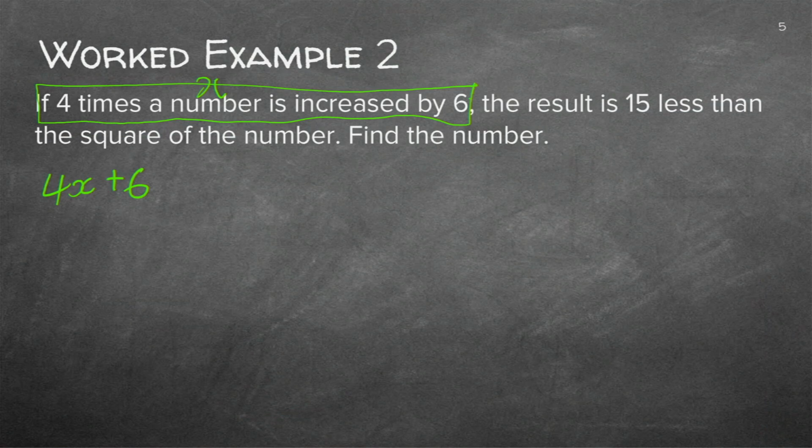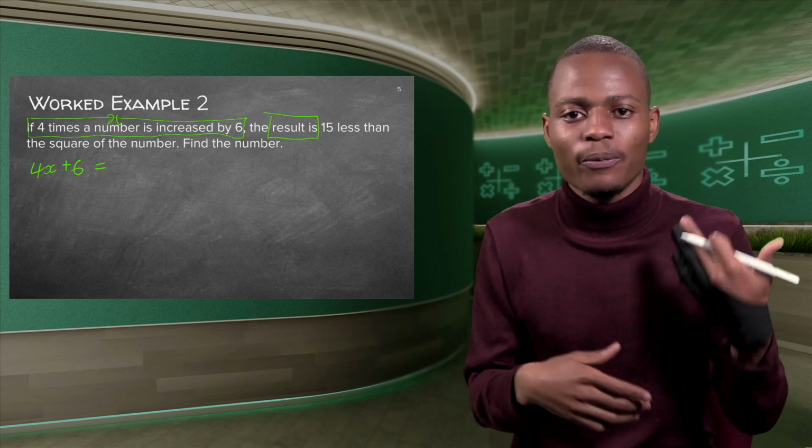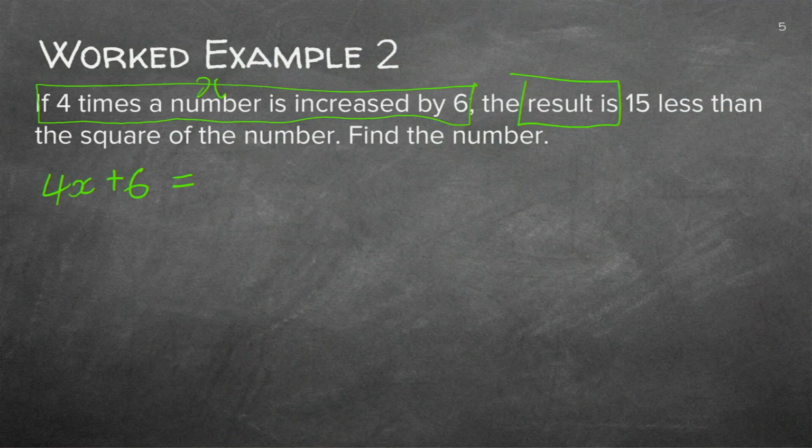Now let's go to the second part. It says, then the result is. The moment it says result, that simply means equal, so you're using an equal sign. So the result is, or 4 times the number increased by 6 is, the moment you get "is" it means just using an equal sign. So the result is 15 less than the square of the number.